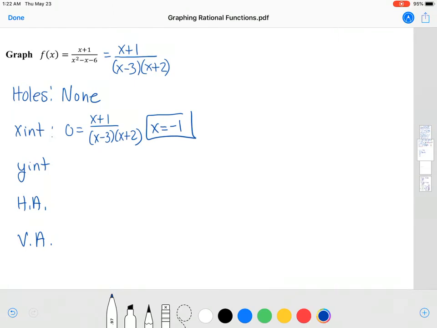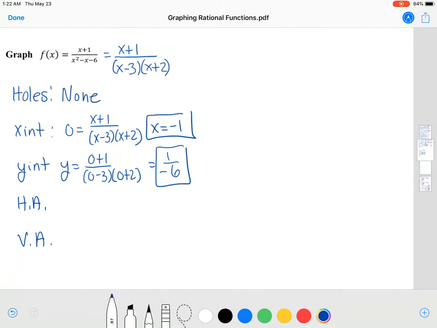The y-intercept is the value of y when x is 0. So I'm going to plug in 0 for x and see what I get out for y. That's going to give me a 1 over a -6. That's going to be my y-intercept.